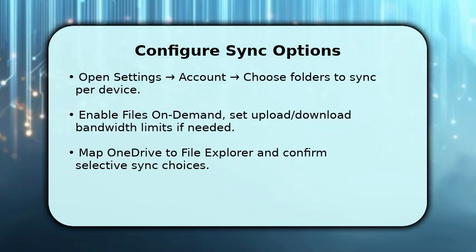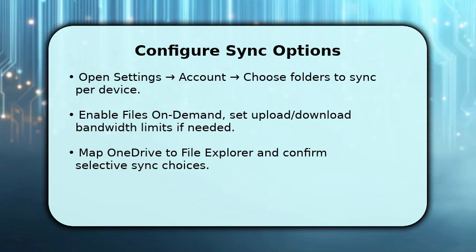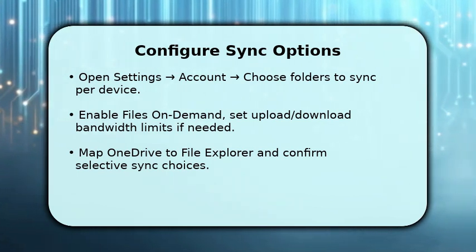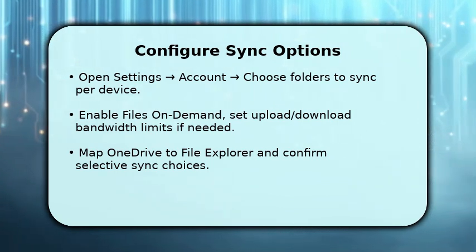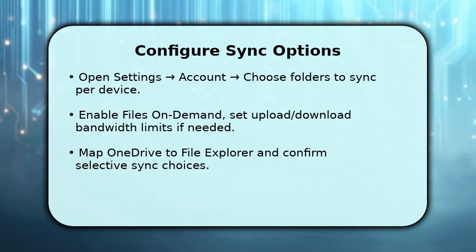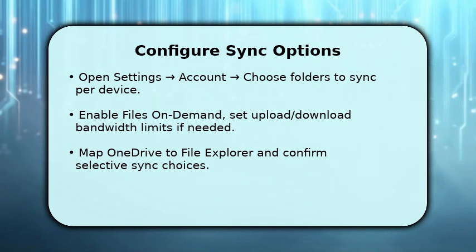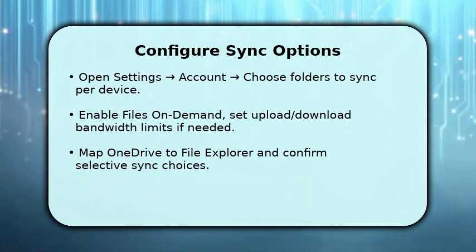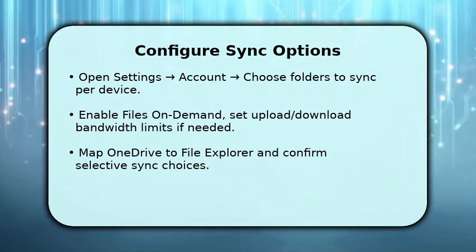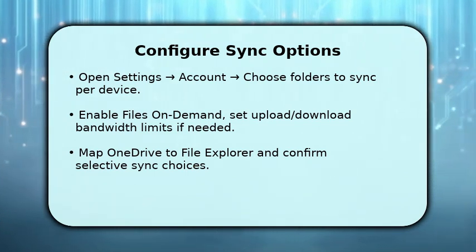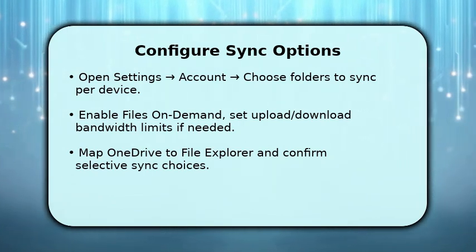Once done with Sign In, you fine-tune what syncs. Right-click the OneDrive icon and go to Settings. Under Account, click Choose Folders to limit which items download. Enable Files on Demand so files show as placeholders until opened, which preserves disk space. If your network is slow, set upload and download limits under Network. You can also add work or school accounts and confirm OneDrive appears in File Explorer for easy drag and drop access, making sync behavior predictable across folders.